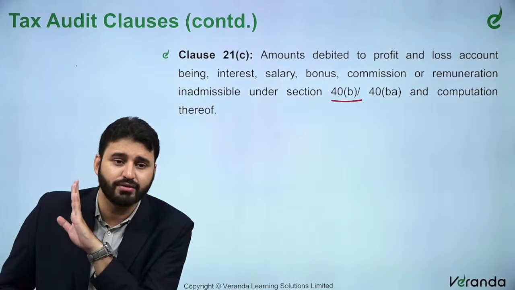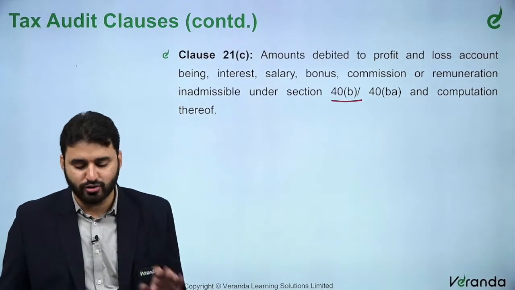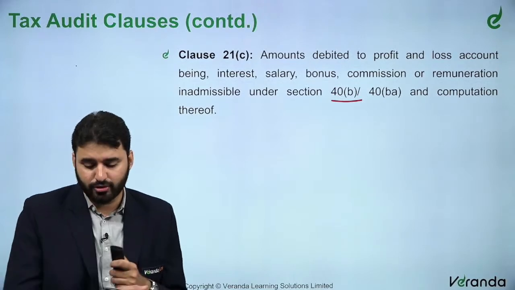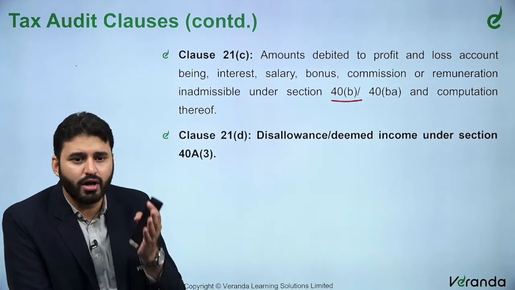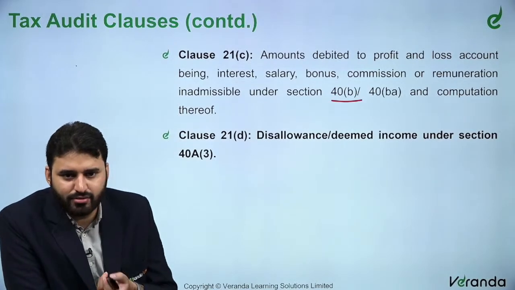It will be taxed in the hands of the firm. So if your remuneration is more than that, it has to be computed and shown. That is clause 21C. This is applicable only for partnership firms. This is not applicable for others. If it's a company, this is not applicable.